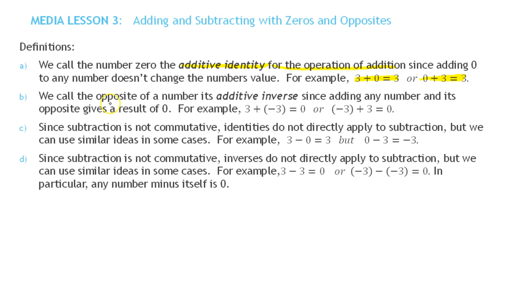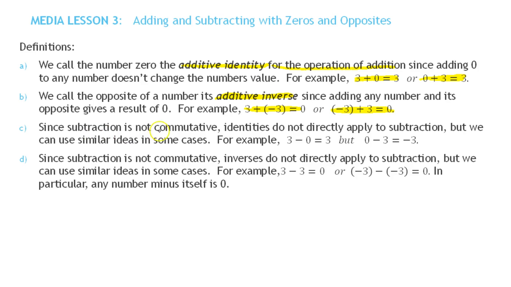In addition, we call the opposite of a number its additive inverse, since adding any number and its opposite gives a result of 0. So 3 plus negative 3, you could think of the positive 3 chips and 3 negative chips. They cancel each other out and you'd get 0. And negative 3 plus 3 equals 0. So notice for both of these, reversing the order maintains the fact that they equal that quantity.